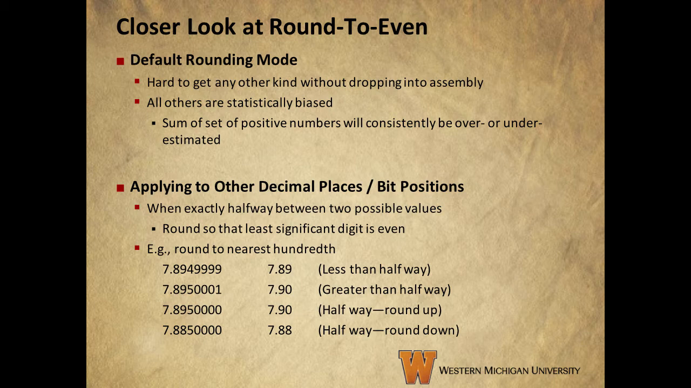So, round to even works just as you'd expect when the value is more or less than halfway between the values that you might round to. If it's less, you round down. If it's more, you round up. The interesting case is when you are exactly halfway between the possible values you want to round to. Should you round up or down in that case? The answer is that you round so that the least significant digit of the rounded number is even.